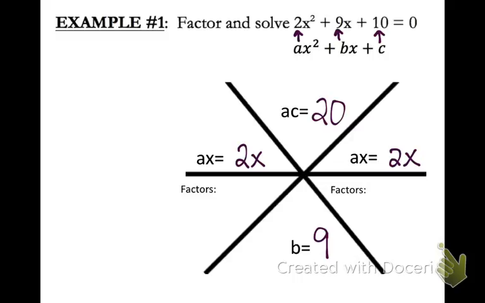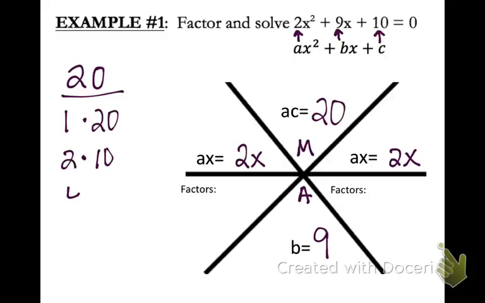Now I need to find my factors. We are still figuring out what multiplies to a number and adds to a number. So I want to know what multiplies to 20 and what adds to 9. Just like our last video, I'm going to write out my factors of 20: 1 times 20, 2 times 10, 4 times 5. The only pair of these that will add to 9 would be 4 and 5. So my factors are 4 and 5. It doesn't matter if I put the 4 on the left or the right. I'll put 4 here and then 5 over here.